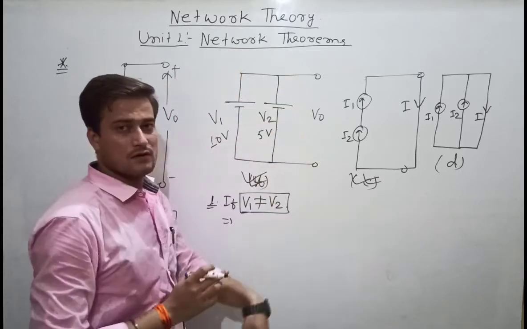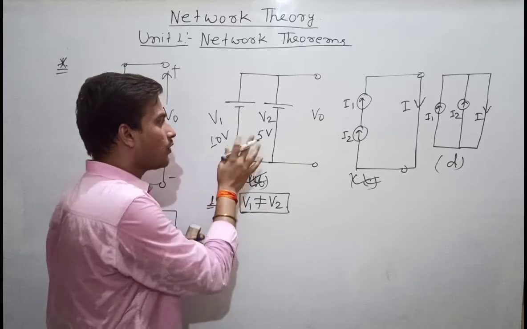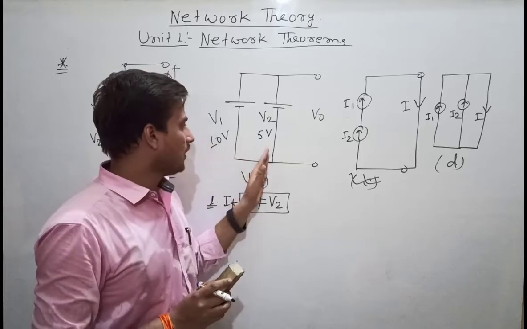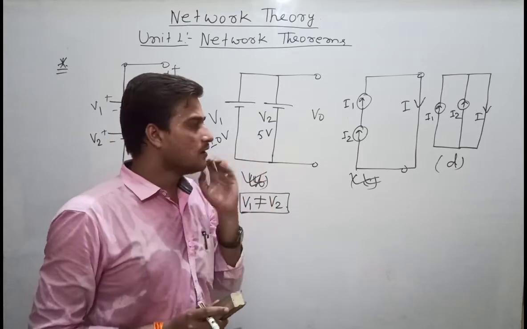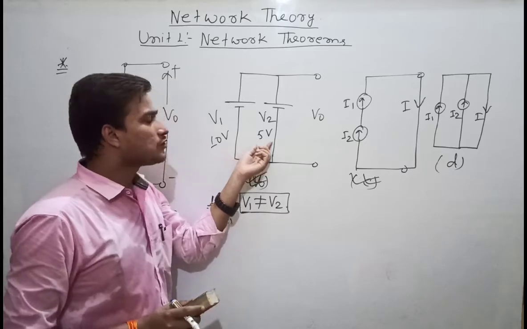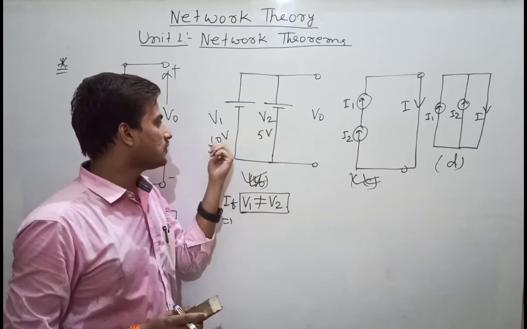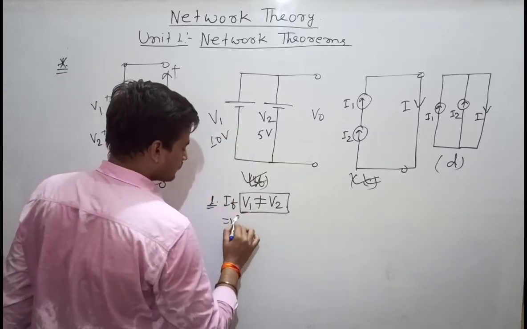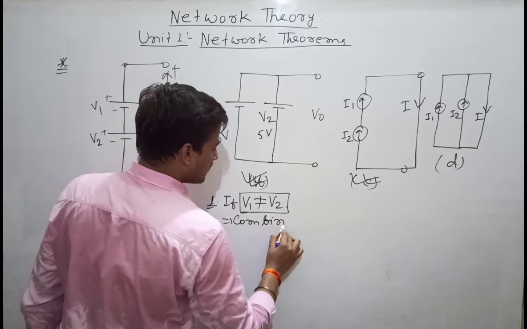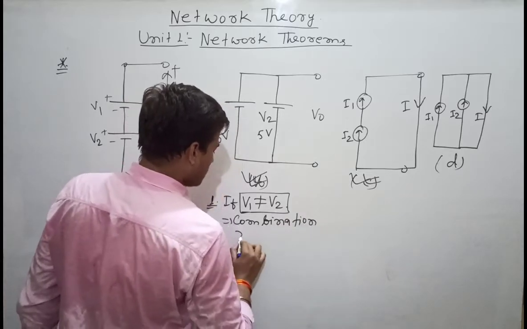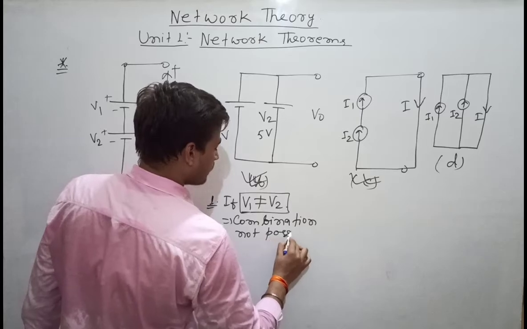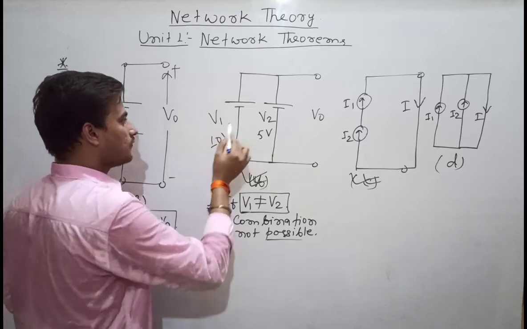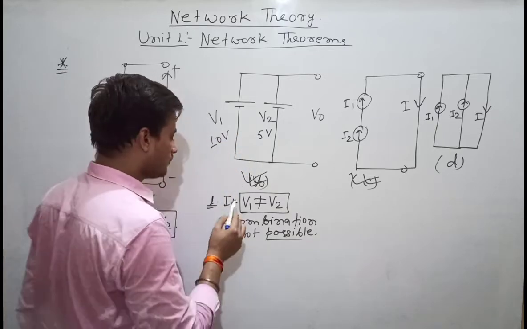So what will happen? These two are ideal, they are not going to compromise with anything. They will say no, I am not going to decrease my voltage. He will say give some voltage to me. He will say no, and he is also not ready to share the voltage with this one. So this type of combination will not be possible. Very important point: if these two voltages are not equal, then this combination is not possible.